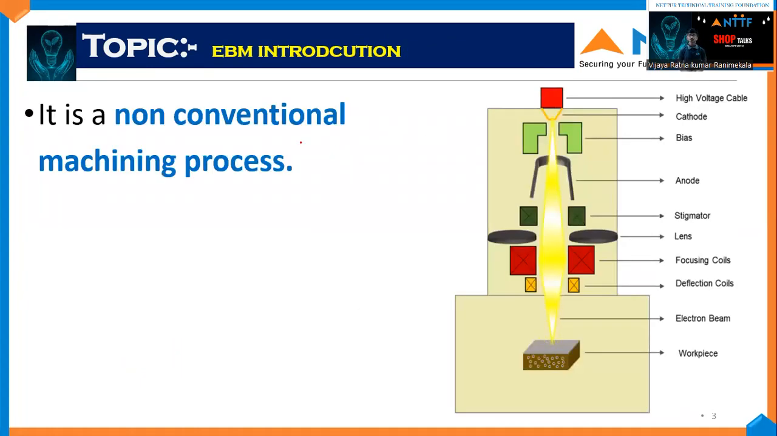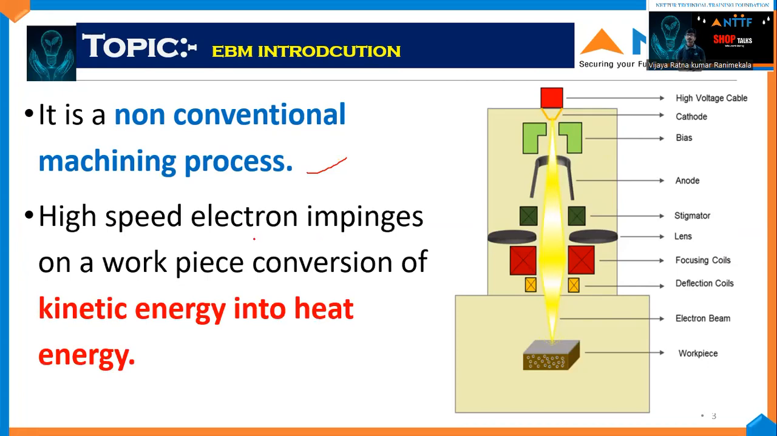Electron beam machining is a non-conventional machining process. High-speed electrons impinge on your workpiece, with conversion of kinetic energy into heat energy.